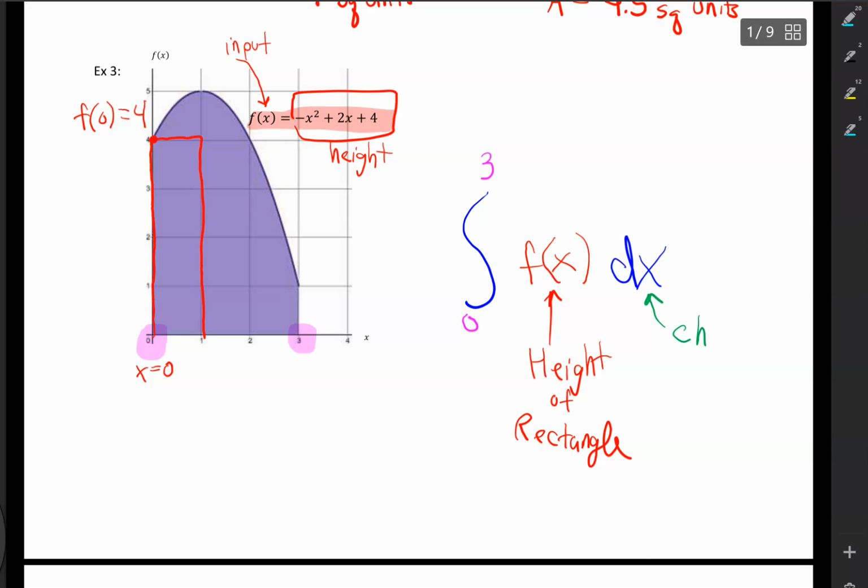And then remember dx, that's a way of saying the change in the x value. So this is like saying change in x. Well, the change in your x coordinates, that's your width, right? That's just the width of the rectangle. So this is like the width of your rectangle.